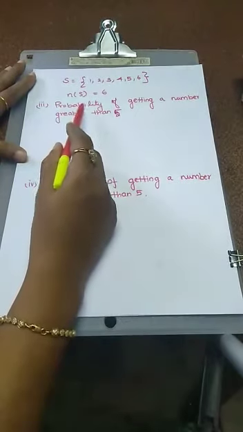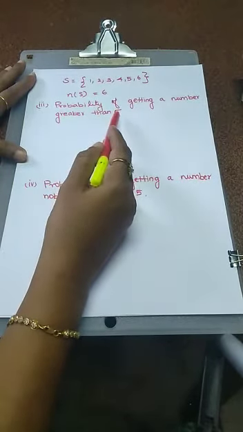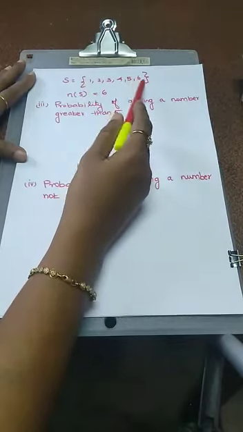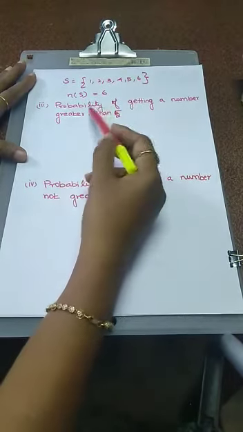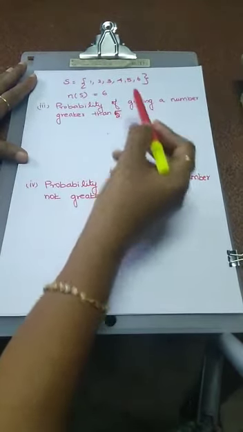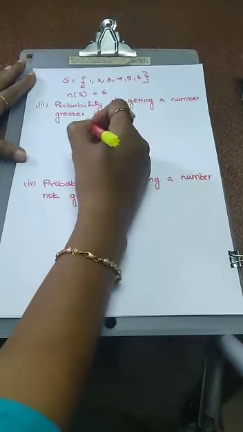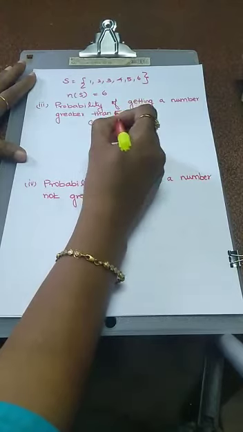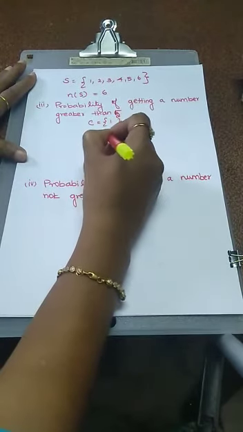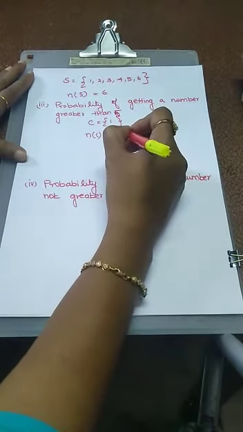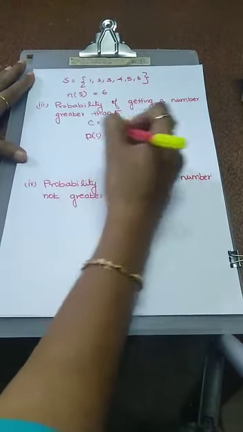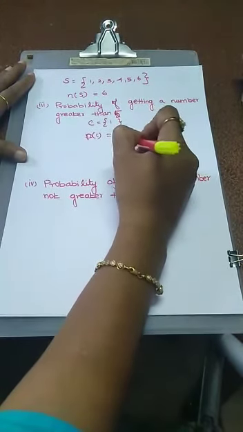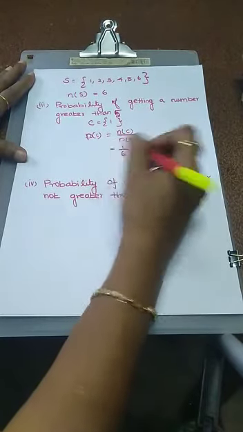Third subdivision, probability of getting a number greater than 5. You just look at the sample space value. Here we are having 6 numbers only, 1 to 6 only. Probability of getting a number greater than 5 means only one value. So C is actually 1. What is the formula for probability? That is number of favorable outcomes divided by total number of outcomes. So P of C equal to N of C by N of S. So the answer is 1 by 6.